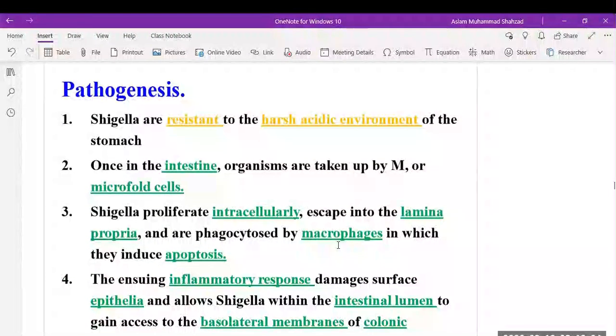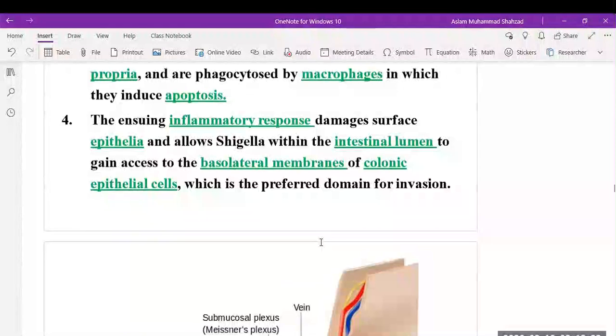Regarding pathogenesis, the Shigella microorganisms are resistant to harsh environments, and they are taken up by the intestine through M cells, or microfold cells. Then they proliferate intracellularly, escape into the lamina propria, and are phagocytosed by macrophages, and then they can induce apoptosis, or cellular death. Because of the inflammatory response, they are responsible for infections.